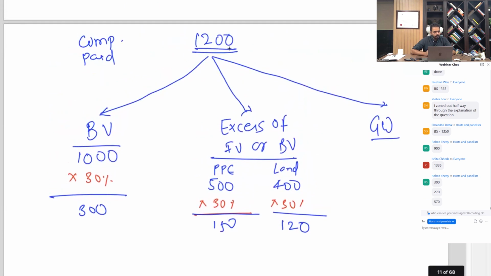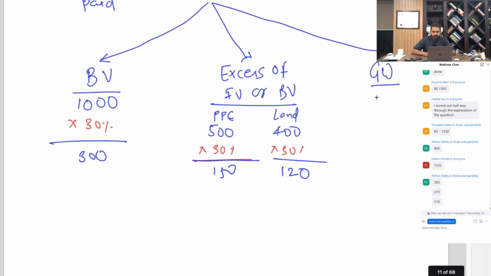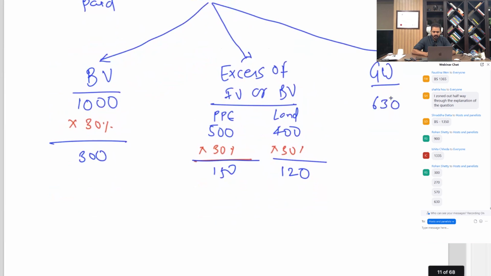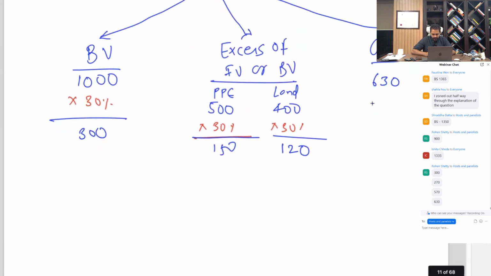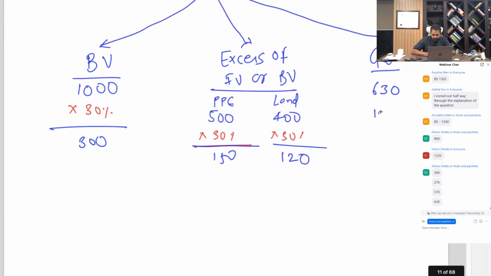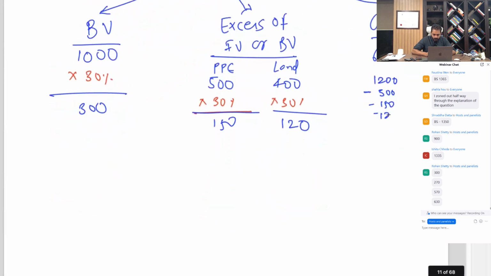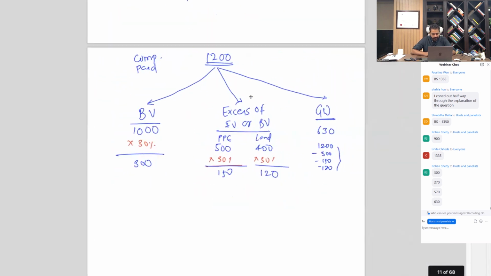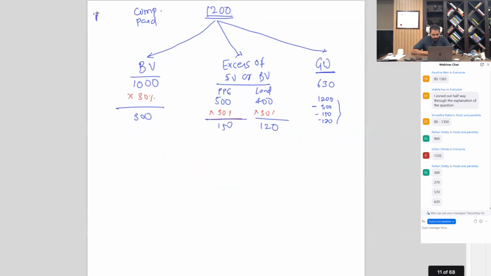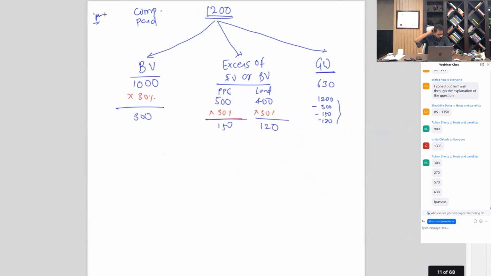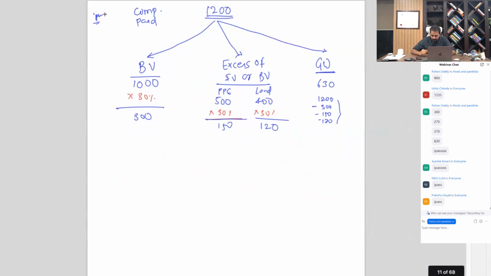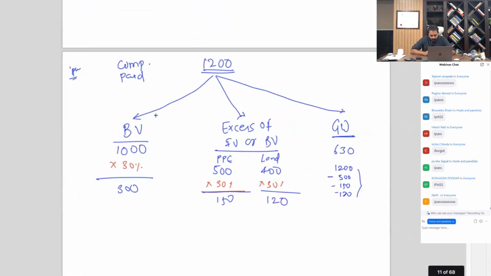But I paid 1200. So the differential, 630, becomes the goodwill. This is the plug. I'm writing the calculations here. I did this as 1200 minus 300 minus 150 minus 120. This is how that 630 is arrived at. This is my goodwill. How many of you got this right? Give me an I pass on the chat box. If you got this wrong, give me an I struggle or I question. No. Okay. All right. So the decomposition is ready.